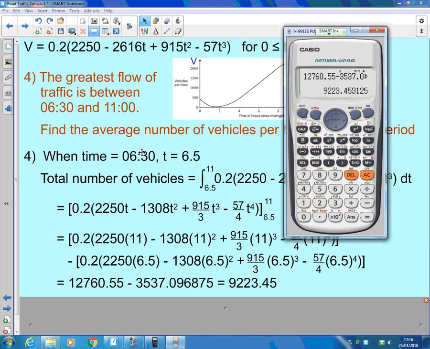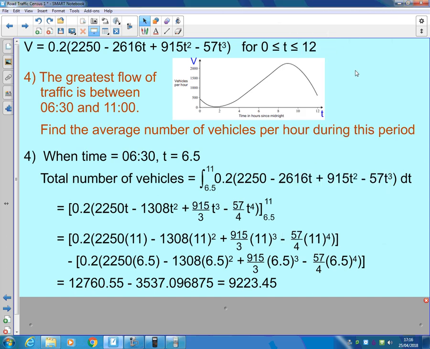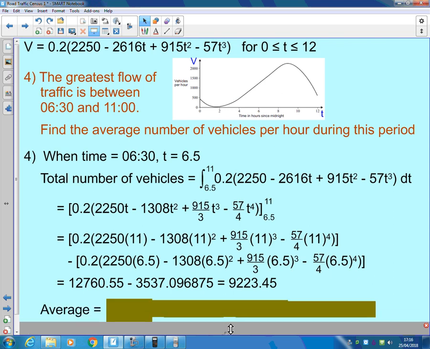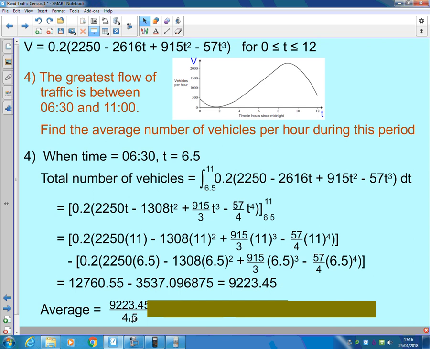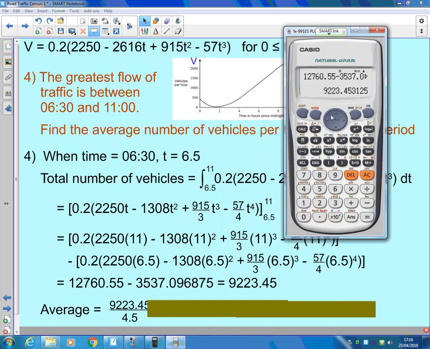I want the average, but it's not the average from 0 up to 12. It was the average from 6.30 to 11 o'clock. Well, 6.30 to 11 o'clock is 4.5 hours. So my average is this thing here divided by 4.5. Again, I seem to have got too many of those crosses there. So it's this thing here divided by 4.5 equals, and it should come to 2049.